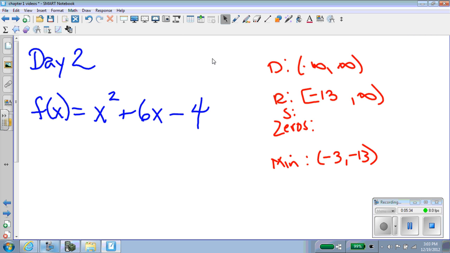I'm not going to remember from there to here, but I do know I had no symmetry, and I did have two zeros, however I choose to write those. I had a minimum.